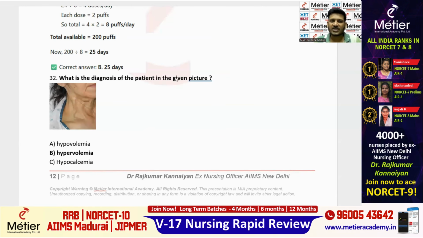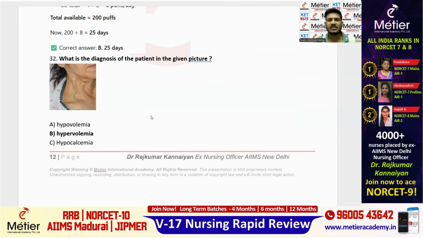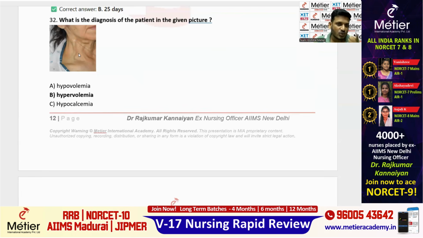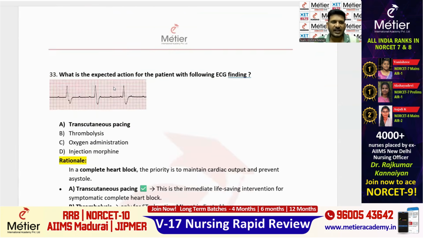What is the diagnosis of the patient in the given picture? So here they have given you one picture, and here you can see jugular vein distension. This is the jugular vein, and there is a dilatation in the jugular vein. When will jugular vein distension take place? Whenever there is fluid overload. So directly we can go for the answer. Hypervolemia is the right answer for this question. Okay, guys. And next one.